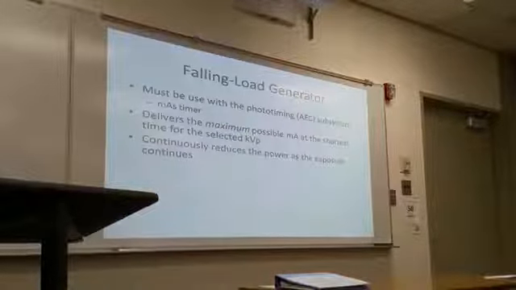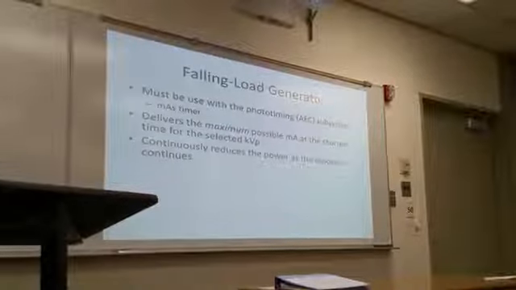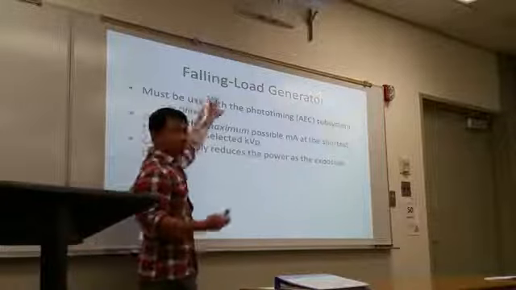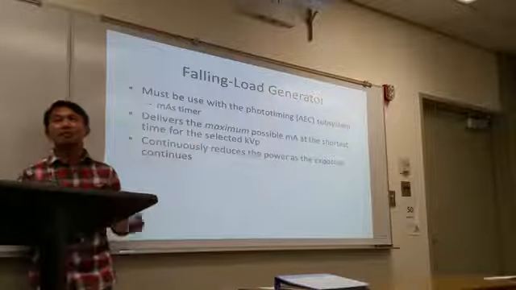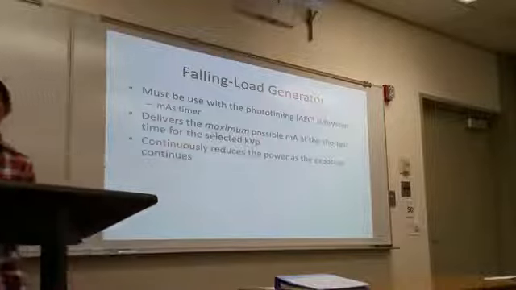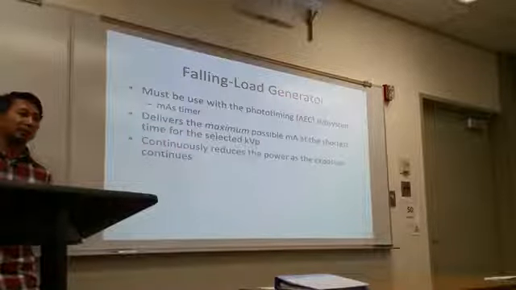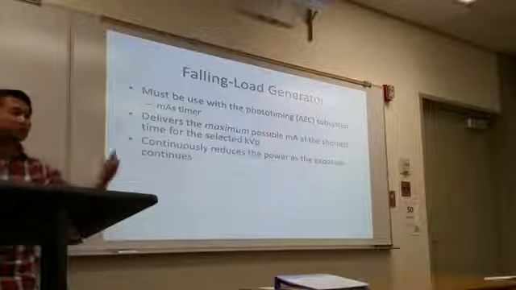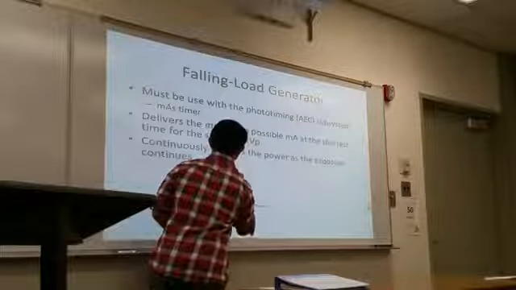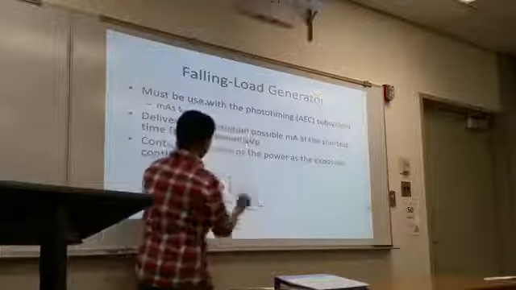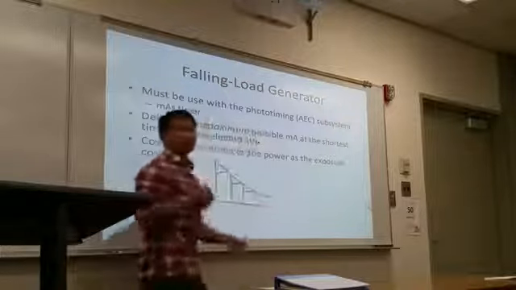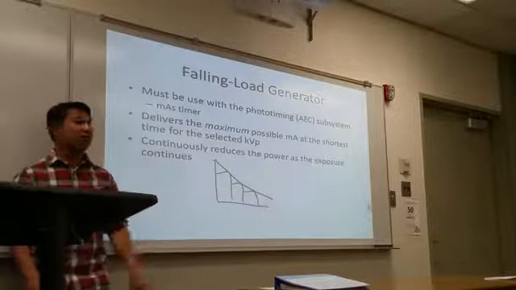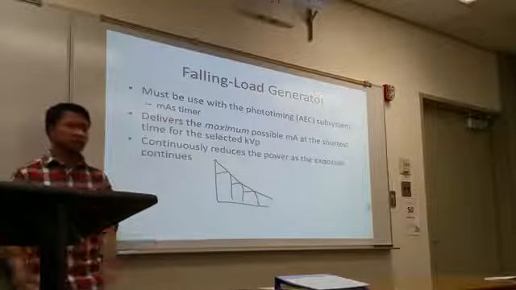On the one slide, it's just equipment. The falling load generator is built in because it's a timer, so it has a falling load generator. The purpose of the falling load generator is to help deliver the maximum mA with the shortest exposure time, with whatever kV selection you have. It then continues to reduce the power as the exposure continues. So instead of the highest mA throughout, as the exposure continues, the mA station will change and fluctuate. That's why I call it a falling load generator. The mA goes down as your time duration continues.